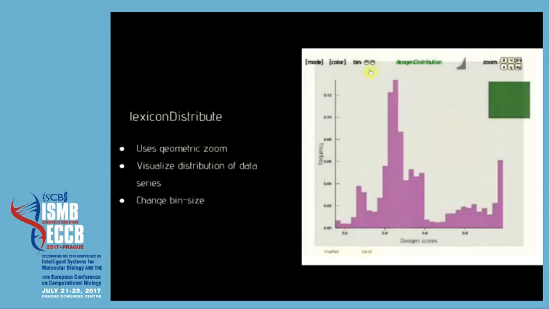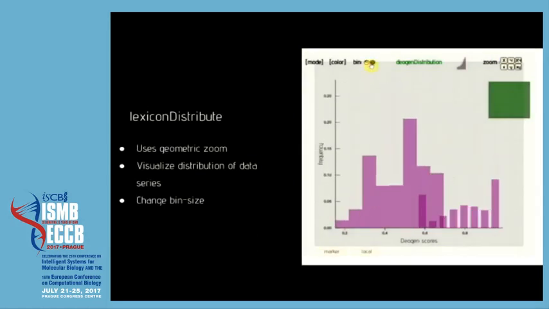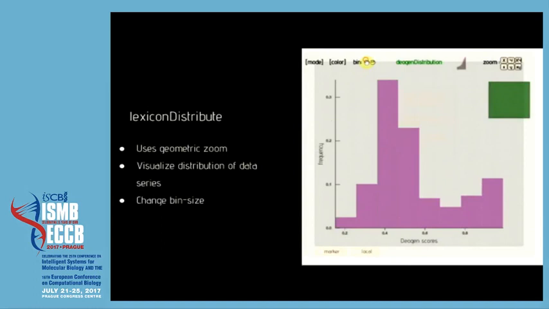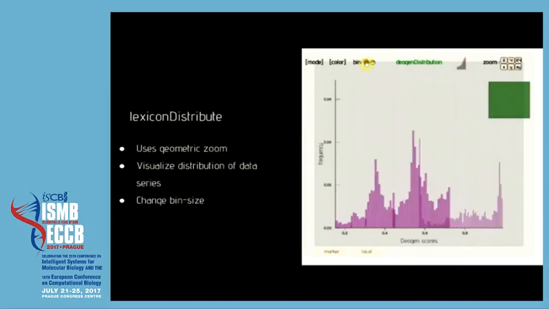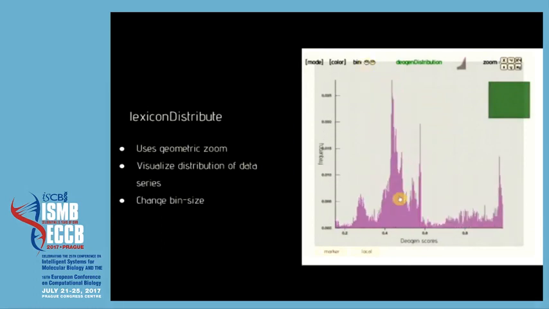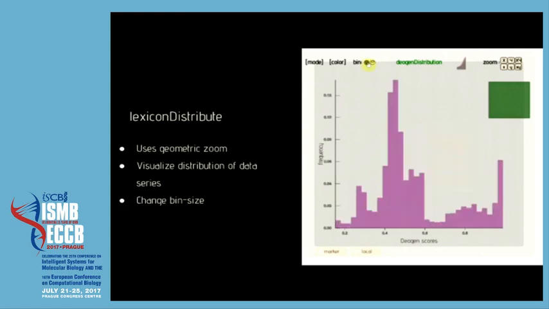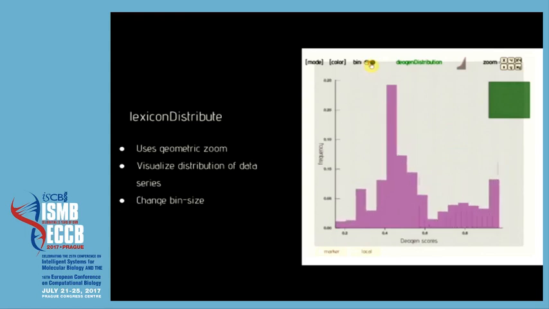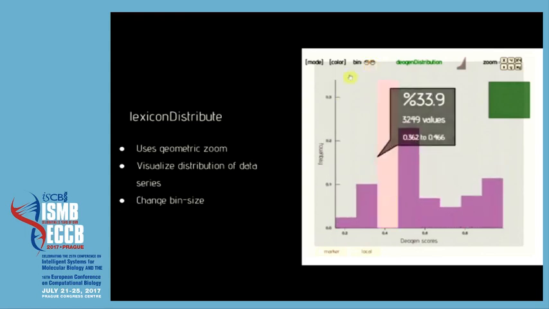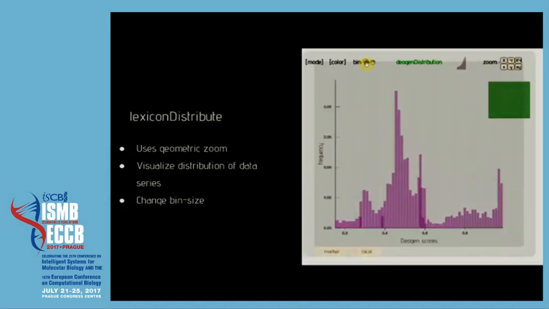So this one is Lexicon Distribute. This shows you a plot of your entire possible set of mutations in your protein. So you can actively change the bin size. In this case, it's based on you, so you can make the intervals larger or smaller, and when you mouse over the bin, you get how many values are inside, what is the interval of that bin, and so on.